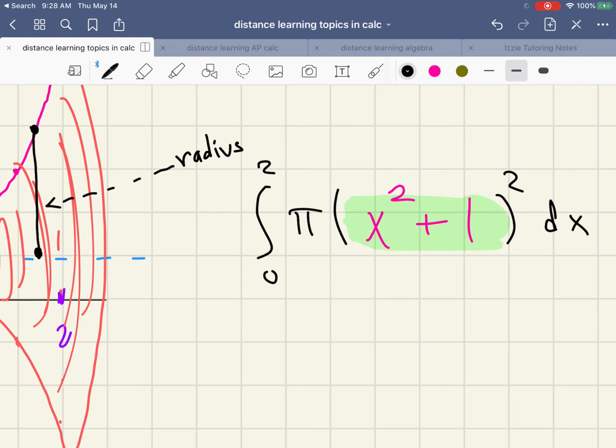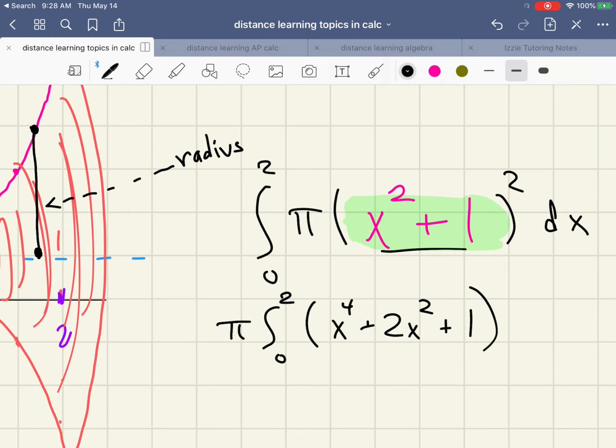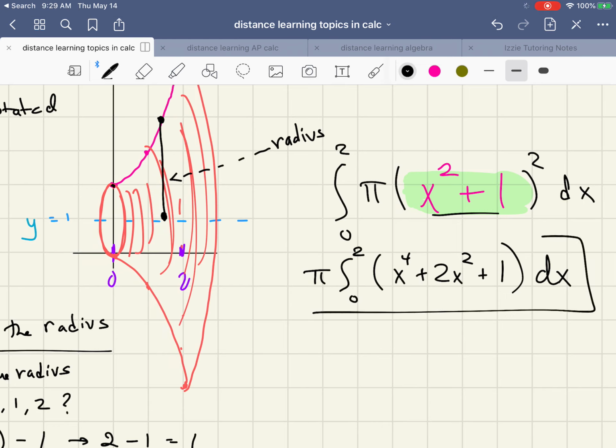Okay. I'm not going to go through the whole evaluation process, but here, what I would do is I'd factor out the pi. We don't really need pi gumming up all of our algebra, and I would square that binomial before I did my integration and evaluating. So that's a prior lesson. I'm not going to spend a ton of time doing that. We would evaluate that and we would get a volume, excuse me.